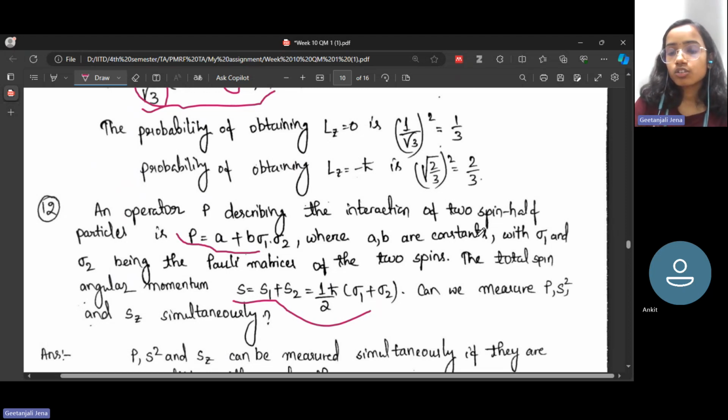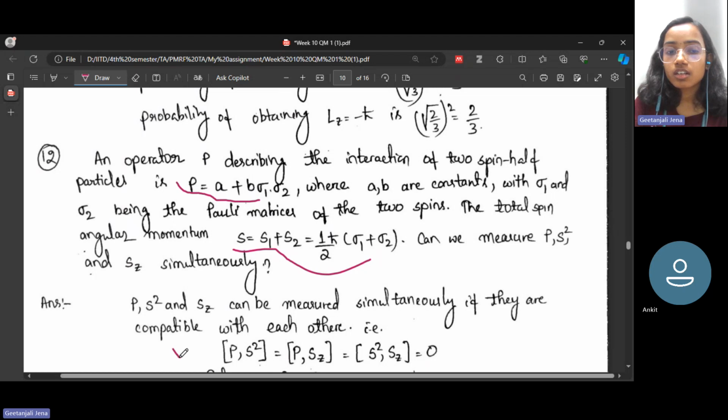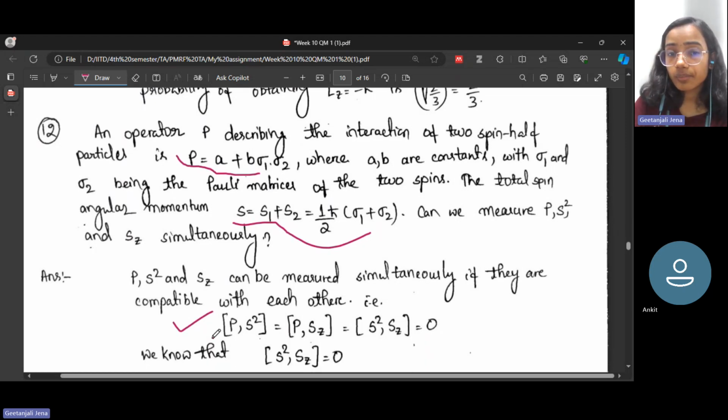simultaneously or not? For simultaneous measurement, the concept is that they should commute with each other. If they commute, then we can measure them simultaneously. So the commutation relations of P with S square, P with Sz, and S square with Sz should be 0. But S square and Sz commutation relation is 0 by definition, right? S square and Sz commute with each other, and we only need to verify whether P commutes with S square or P commutes with Sz or not.